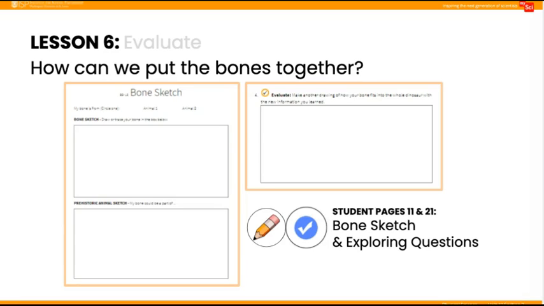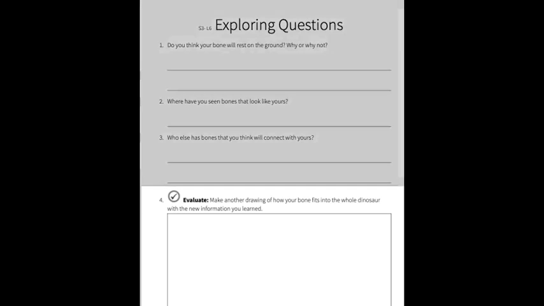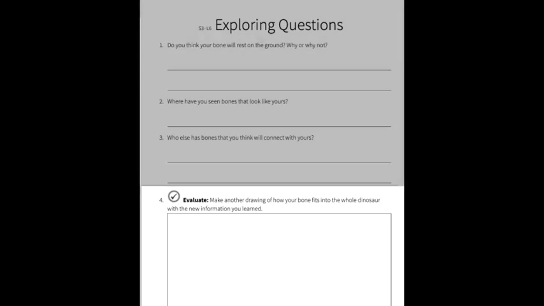In the Evaluate, students observe the completed models of animals 1 and 2, as well as their drawings on Bone Sketch handout, Student Journal page 11, to compare the two models. Students will return to question 4 on Student Journal page 21 to make a new drawing showing how their bone fits into the whole dinosaur.